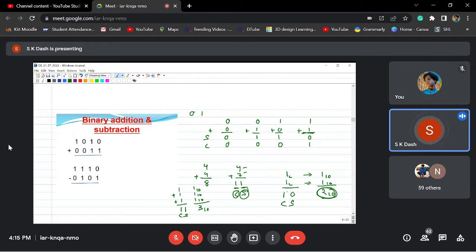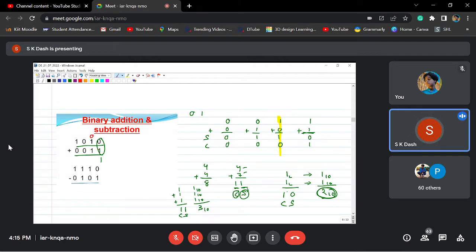Now two 4-bit numbers are given. One number is 1010, one number is 0011. We need to add these 4-bit numbers. So what will happen? We add 1 with 0. What is 1 plus 0? What will be the sum? 1. So the carry will be 0. The carry is written here.